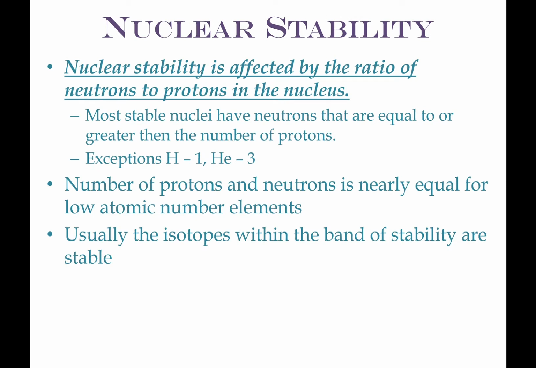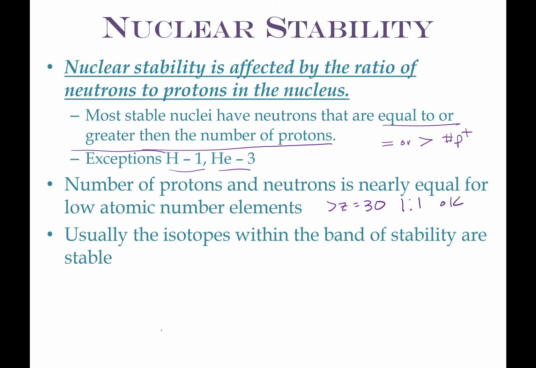And nuclear stability, so what we're talking about right now, is affected by the ratio of neutrons to protons. And this is what I just said on the previous slide, that the most stable nuclei have neutrons that are equal to or greater than the number of protons. So we always want that to be equal to or greater than the number of protons. We don't ever want to have a ratio that's less than 1. Now, we do have hydrogen and helium that are exceptions, because they're extremely light particles, so they're not going to have that issue. The number of protons and neutrons is nearly equal for low atomic number elements. This is where I said up to a Z equal to 30, that 1 to 1 ratio is okay.